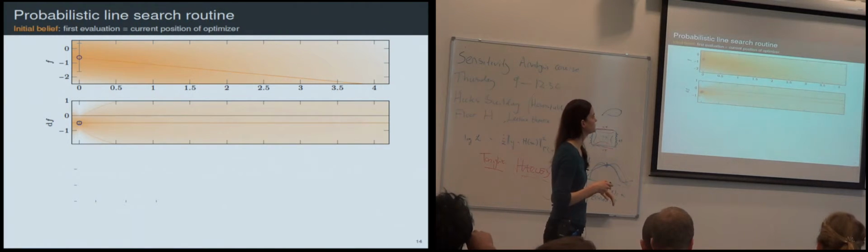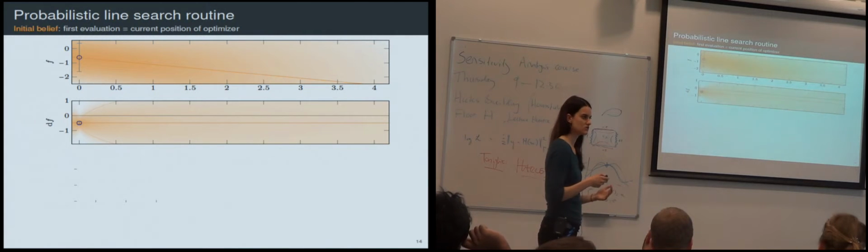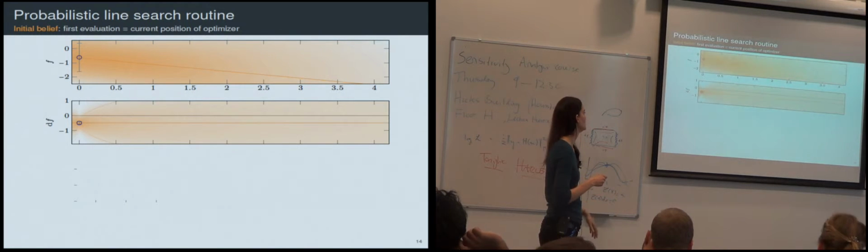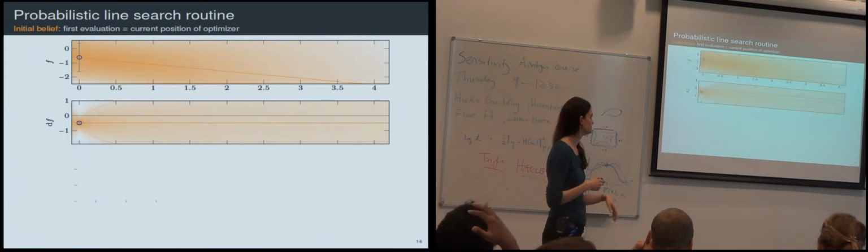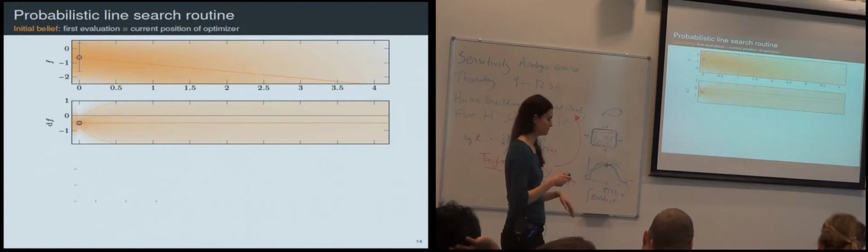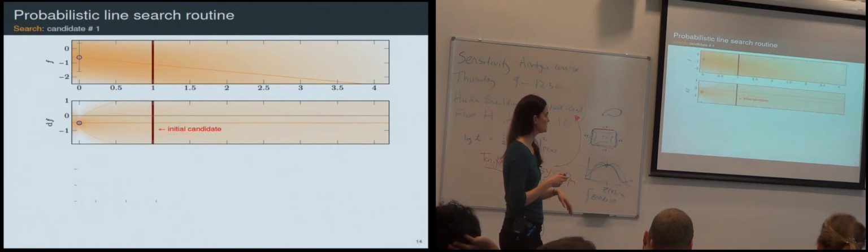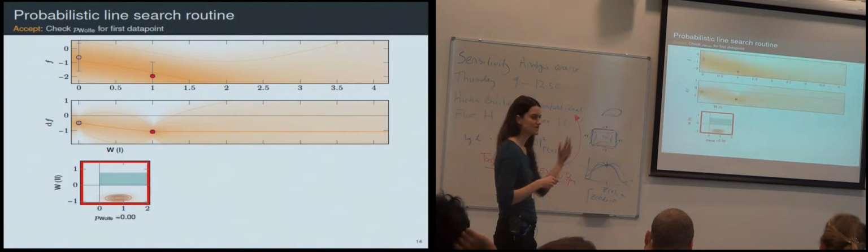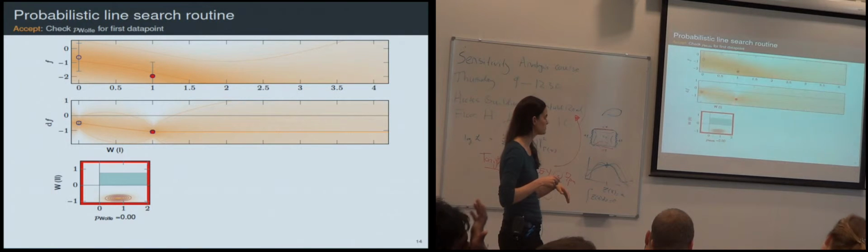Okay, so now this is the step-through algorithm for the probabilistic line search. It works very similar to the classic one. What's plotted here on top is the marginal over the function values of the GP, and here in the middle is the marginal over the gradient. So it works very similarly. It first tries at some initial candidate, it evaluates, and it updates the GP. So you can see here it's a bit more certain.